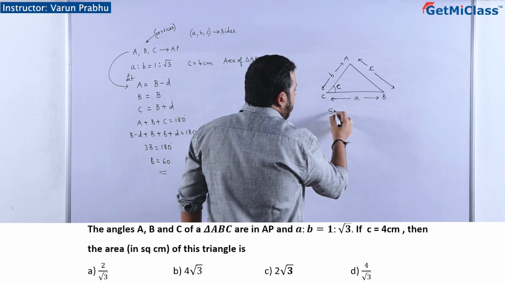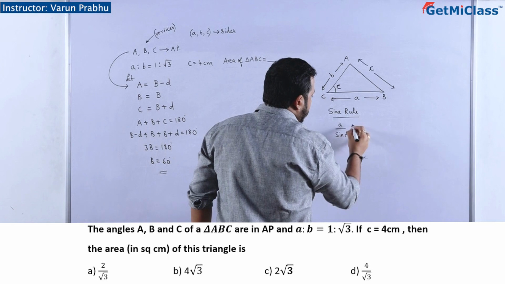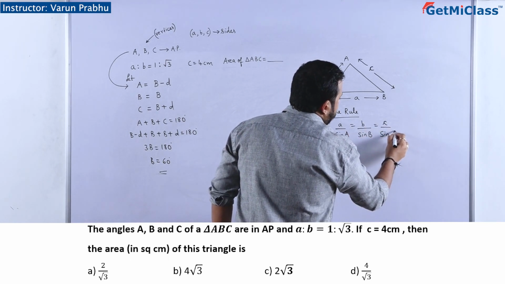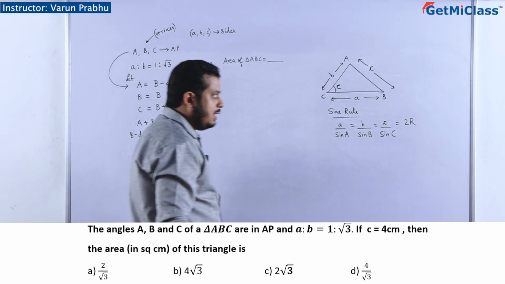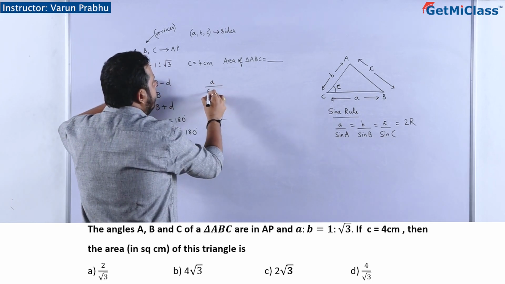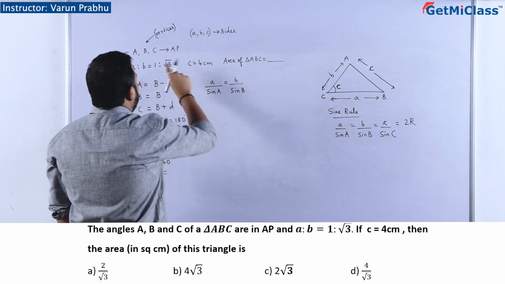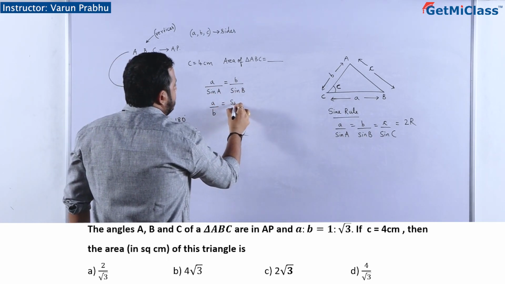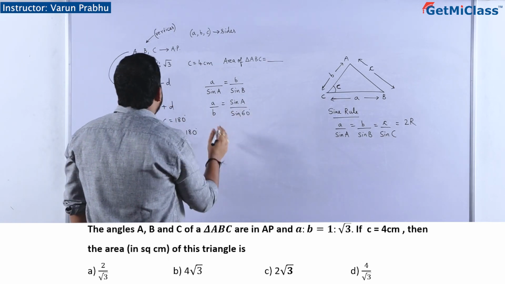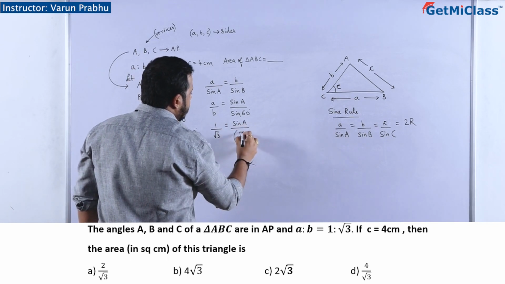Now we know the sine rule applied to the triangle. What is the sine rule? It is a divided by sine of angle A, equal to b divided by sine of angle B, equal to c divided by sine of angle C, that is equal to 2 times the circumradius. Here the ratio a to b is given, no? So a divided by b can be written as sine A divided by sine B, where the value of B is 60 degrees. So a divided by b is 1:√3, that is equal to sine A divided by sine 60, which is √3 divided by 2.